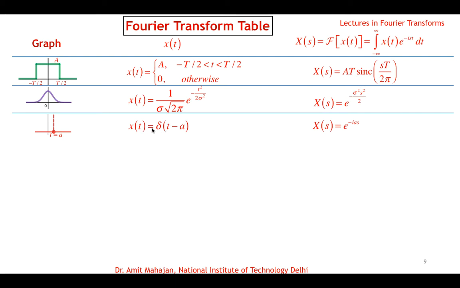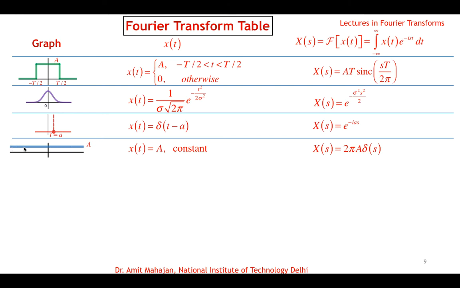Mathematically it is delta of t minus a, and the Fourier transform of an impulse function, if a is positive, is the decaying exponential e raised to power minus iota a s. So for this impulse function, the Fourier transform is e raised to power minus i a s.